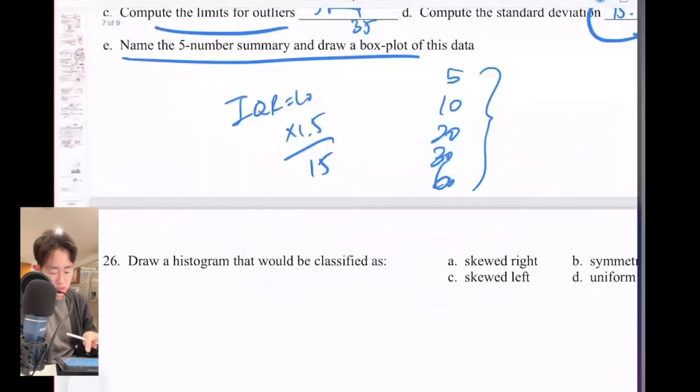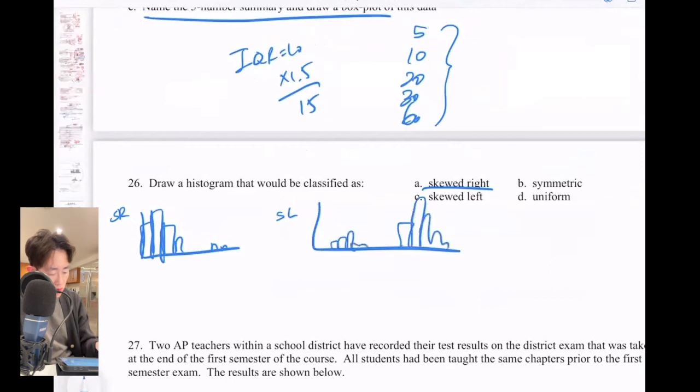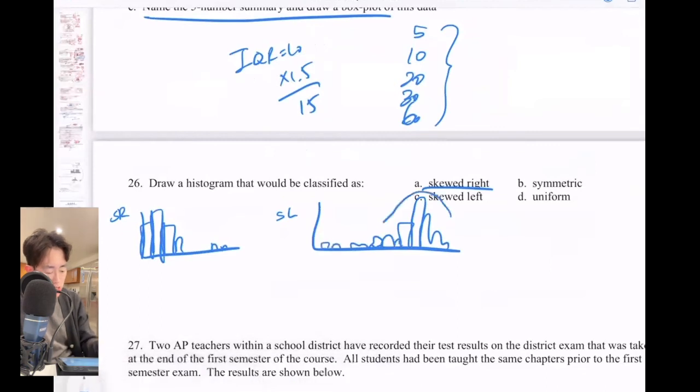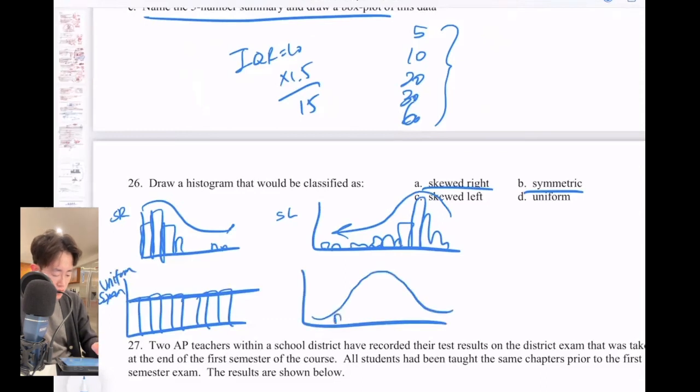Okay, next, draw a histogram that will be classified as skewed to the right. So skewed to the right means we have a lot of data here, but only a couple of data there. Skewed to the left will be the complete opposite. So the tail is on the left, or the tail is on the right. Symmetric means that every single data set is pretty much the same bar, so you can draw one straight line, and that's called uniform. And symmetric means obviously roughly symmetrical. We can just do something like this.